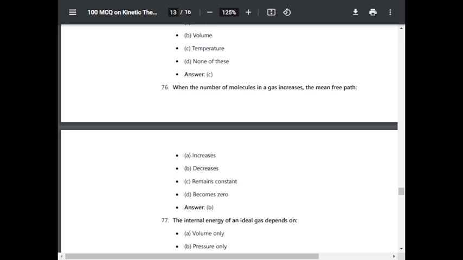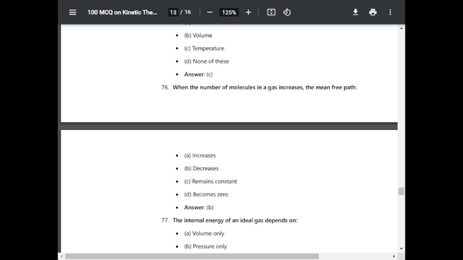Question number 76. When the number of molecules in a gas increases, the mean free path option A, increases, option B, decreases, option C, remains constant, option D, 0.